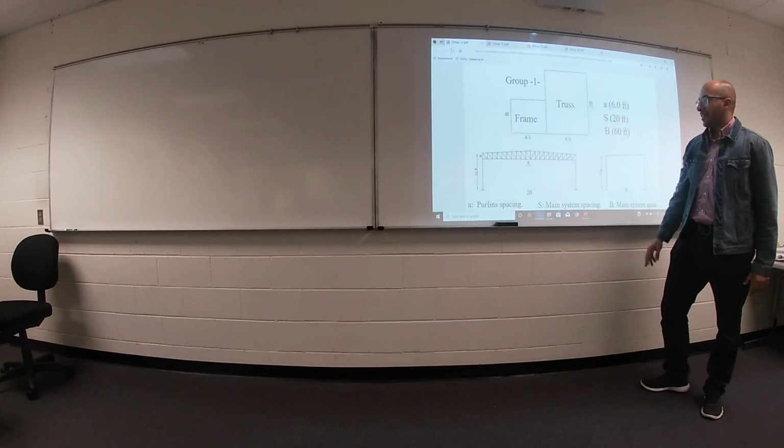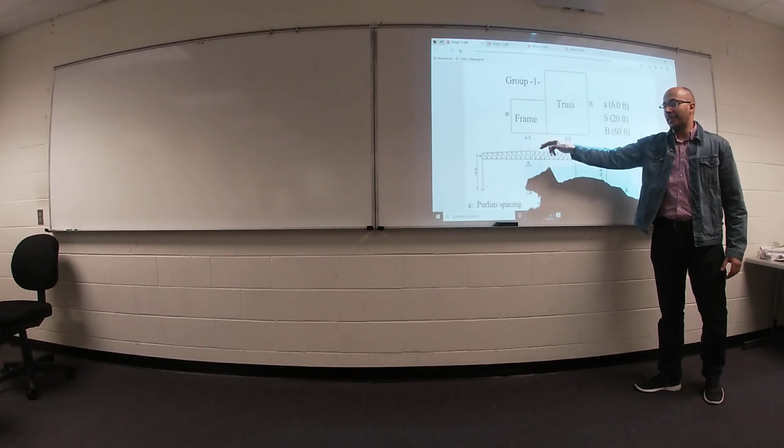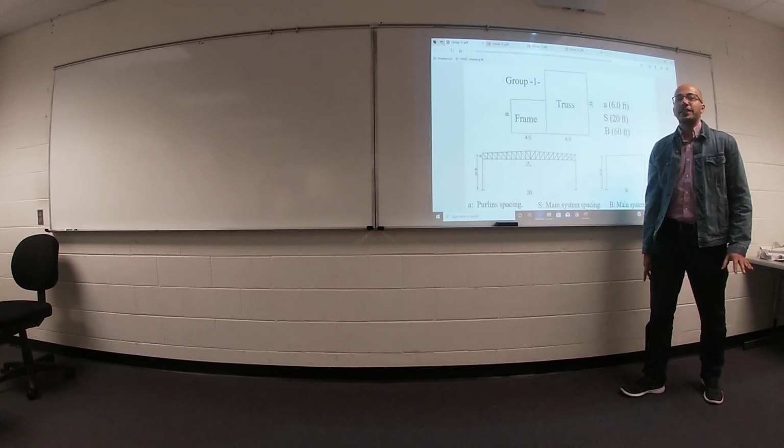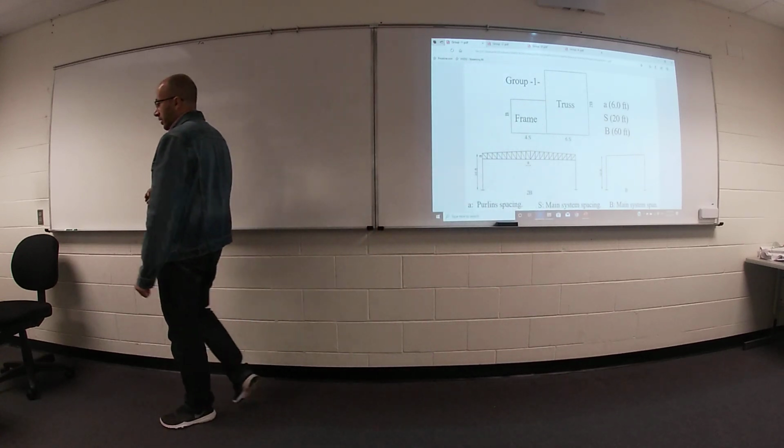Your spacing is given. I need here 6 spacings. I need here 4 spacings. And each spacing equals 20 feet. I need to design every single part in this group.